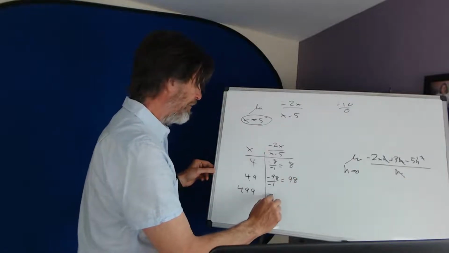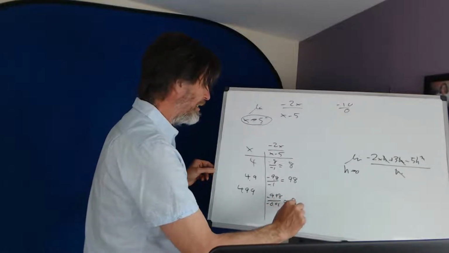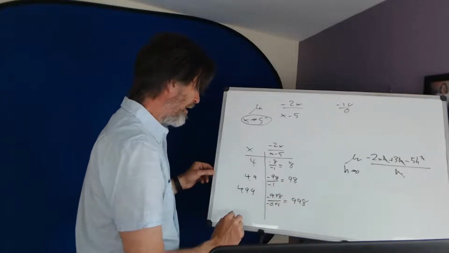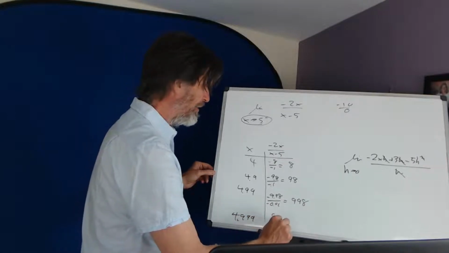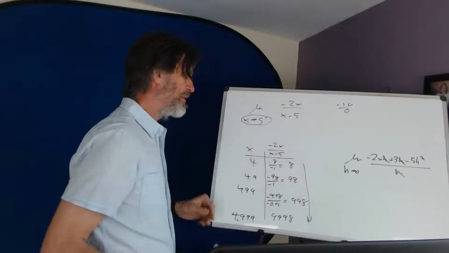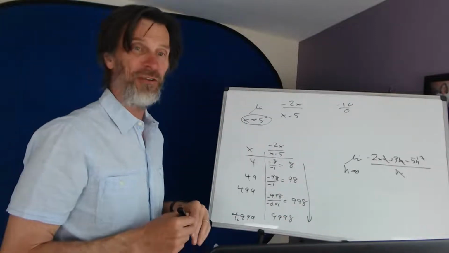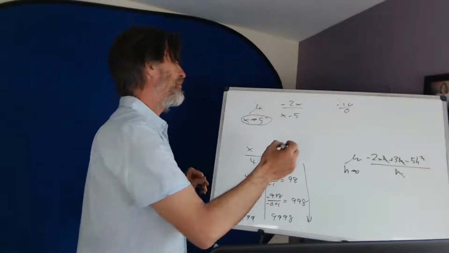This would be negative 9.98 over negative 0.01, that's 998. If I went one more down the list, it would be 9,998, and I can see, therefore, that those numbers keep growing really by a little factor of 10, a little more than 10 each time, so those are definitely going to infinity.